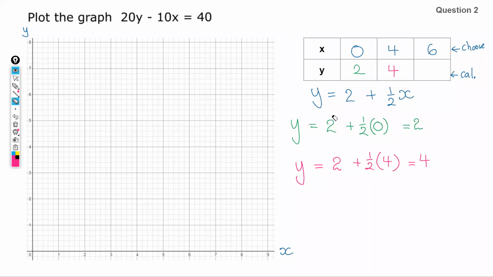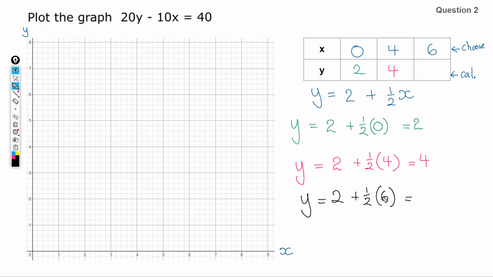Let's calculate the last missing y value. Let's see if you all got all correct. Y is equal to 2 plus a half. We're going to pretend x is 6. So in brackets, you throw away that x and you put 6.